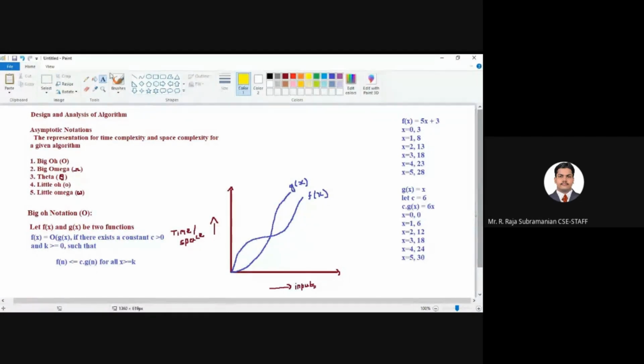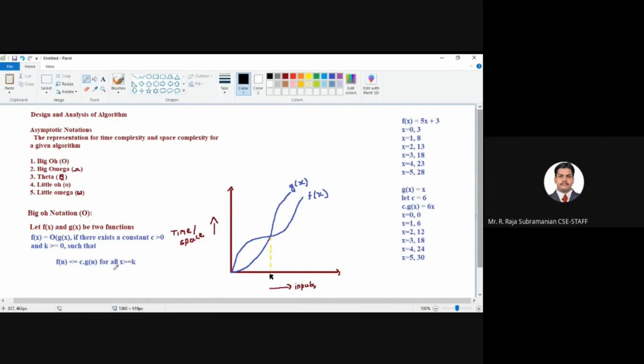I need to find a value k in such a way that before that particular k, we can see that f of n is actually greater than g of n. But after that particular value k, at that point c into g of x is going to be greater than f of x. So I can write n or x, anything can go. If you are writing x on both sides, write x, or if you are writing n on both sides, you can write n, right?